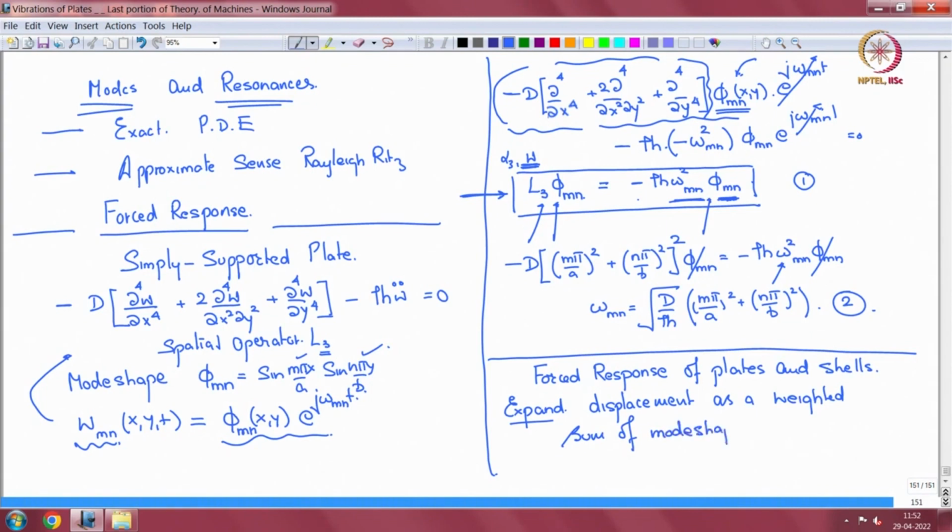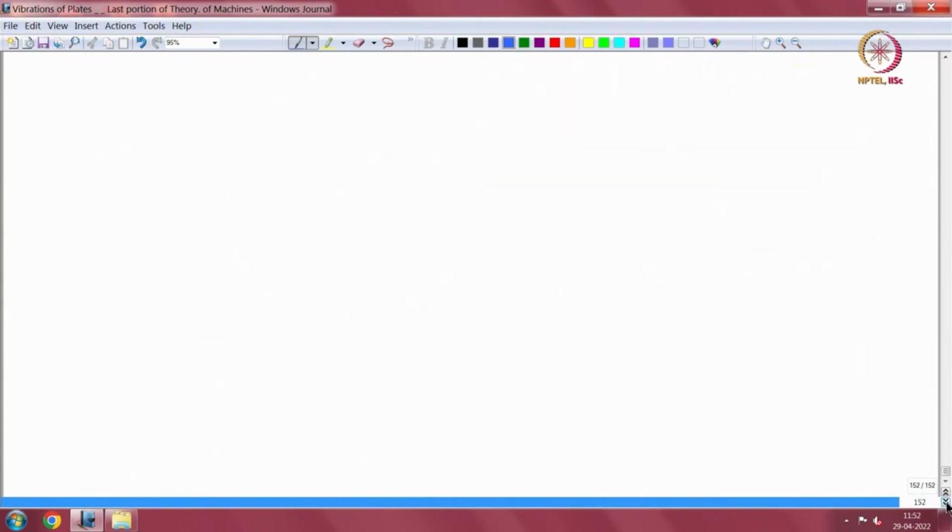Okay, mode shapes, why? Because this set of mode shapes is one orthogonal, the other they are complete. Every displacement with all the possible boundary conditions is representable by the mode shapes, and so they form a complete set and they are orthogonal. So now what do we do?